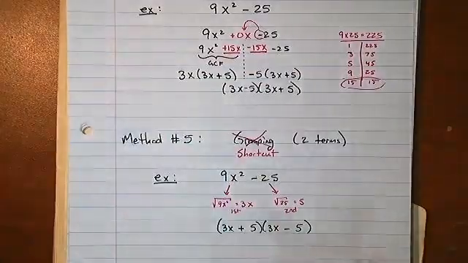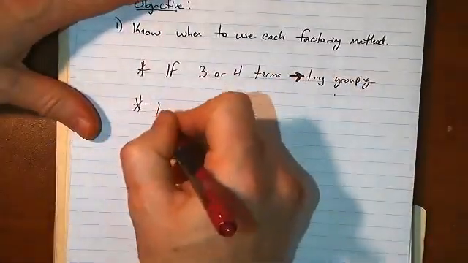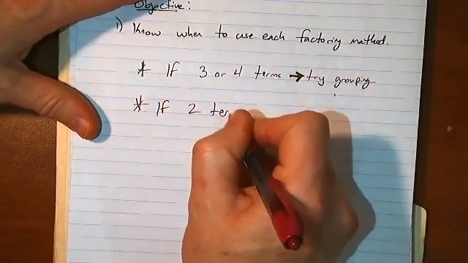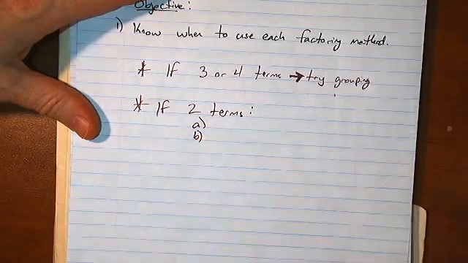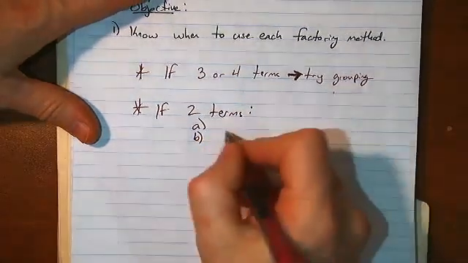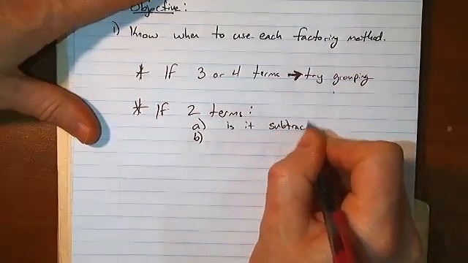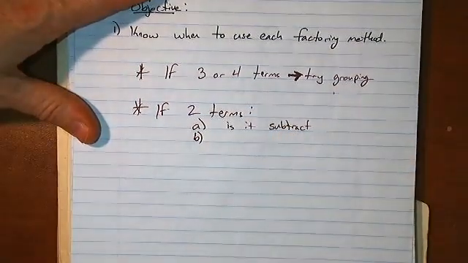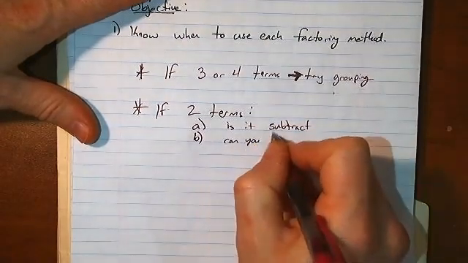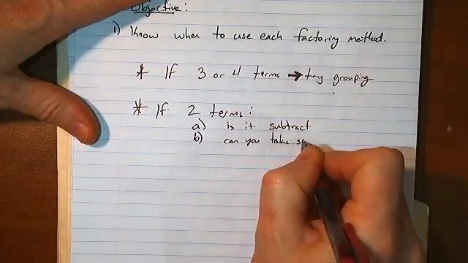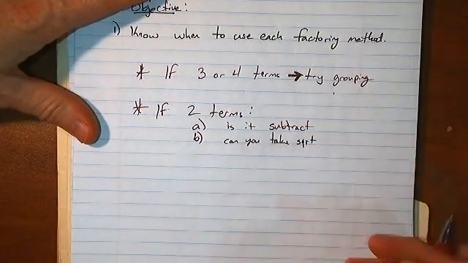So for a 2-term problem, I'm looking at that, okay? So if 2 terms, then we're looking for 2 things. First of all, part A, is it subtract? Is it subtract? And then part B, can you take square roots? I hope it's okay if I use the abbreviation here, SQRT for square root.